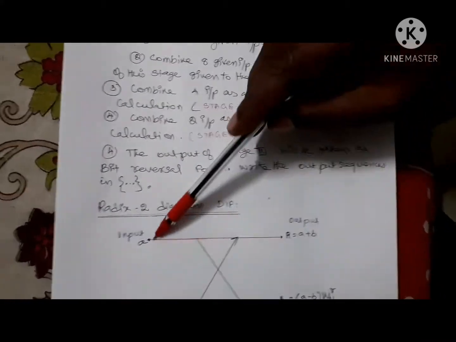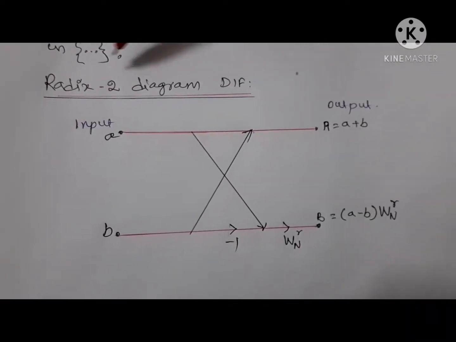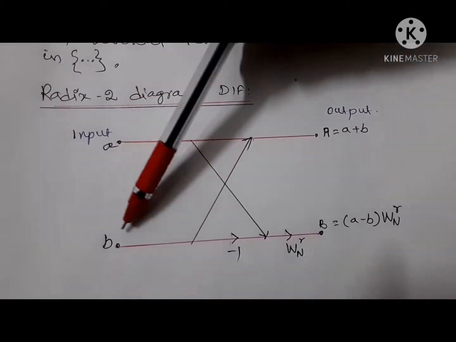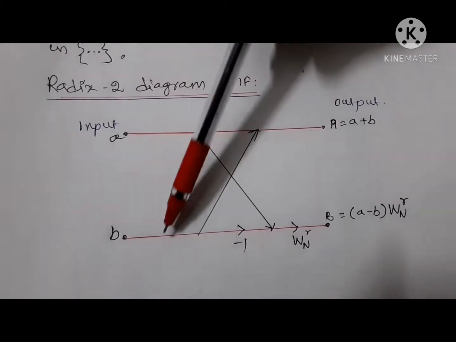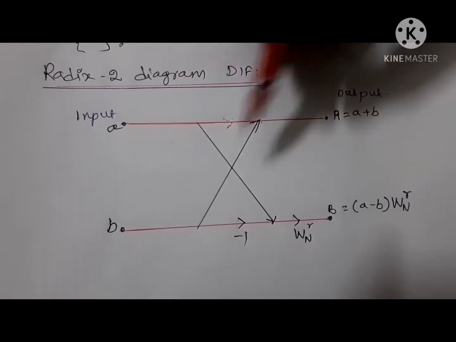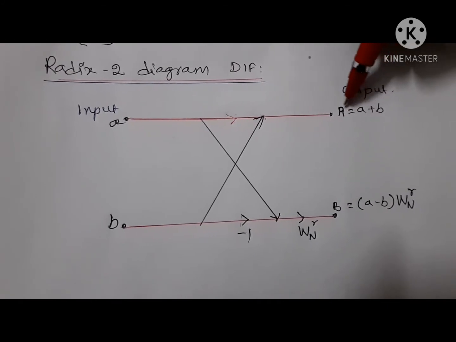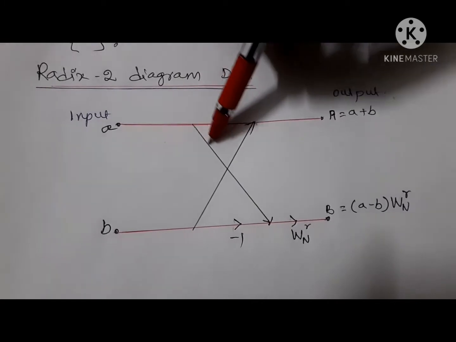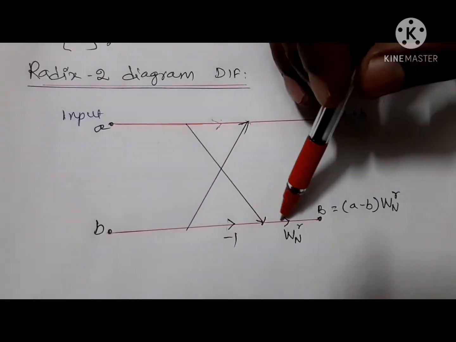So this is the input, 2 inputs. Here is the radix 2 diagram, the DIF diagram. Here only 2 input calculation, A and B. A will come along this straight line, and B will come here, and it will go up. It will add together, A plus B. This is the output. Then in another step, A will go down, and B takes minus 1, then it will come here.